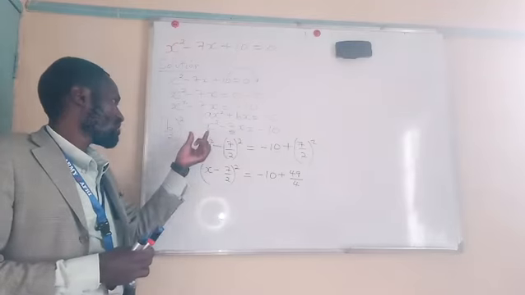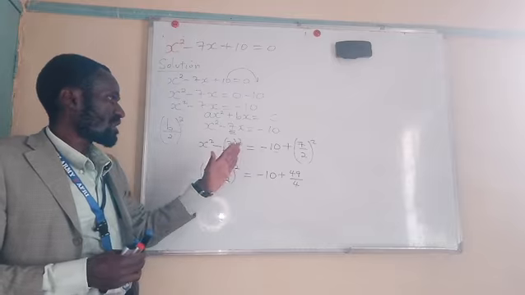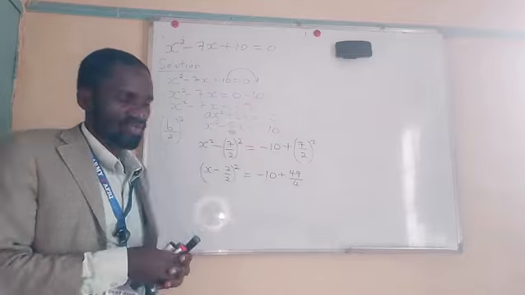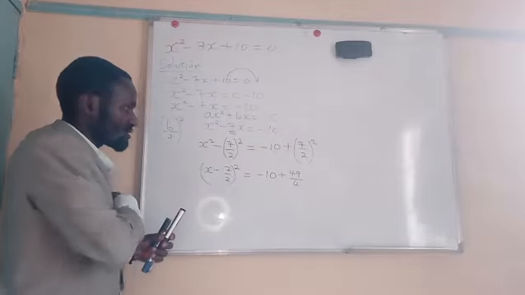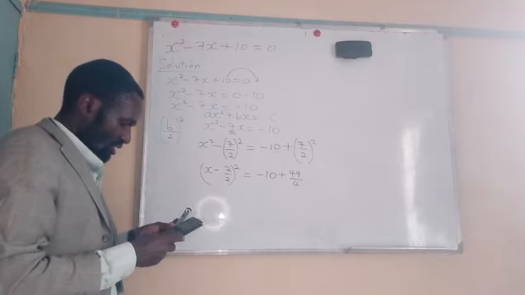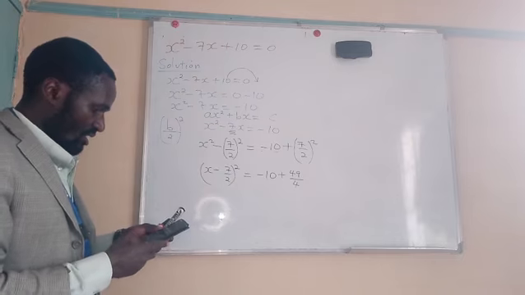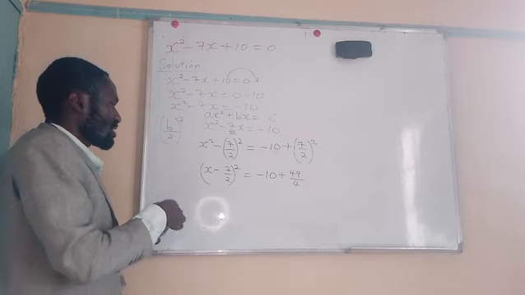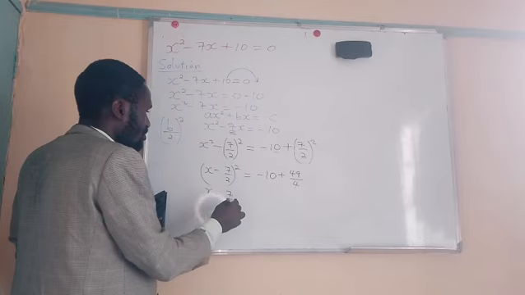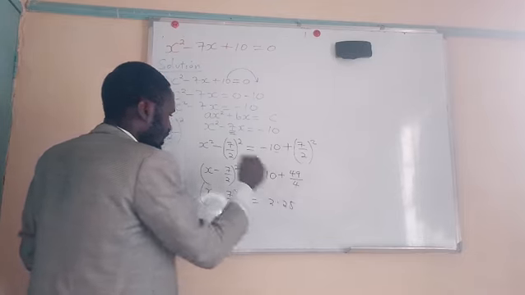So we shall have x squared minus 7 over 2 squared. When combined, we shall have x minus 7 over 2 squared. That must be equal to negative 10 plus 7 squared, 49, over 2 squared, that is 4. So let's get the answer to this part. That is negative 10 plus 49 over 4. That gives us 2.25. So I'll proceed then to have x minus 7 over 2 squared. The answer must be equal to 2.25.